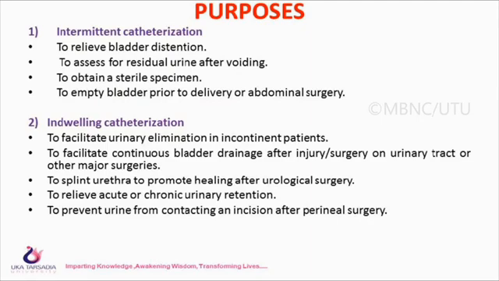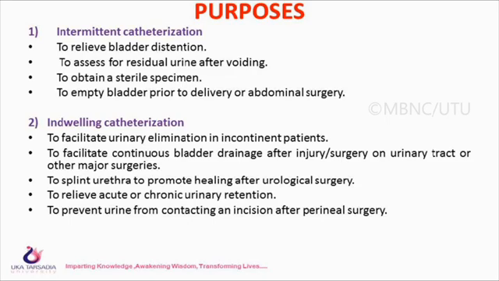Purposes. Purposes for intermittent catheterization are to relieve bladder distension, to assess for residual urine after voiding, to obtain a sterile specimen, and to empty the bladder prior to delivery or abdominal surgery.